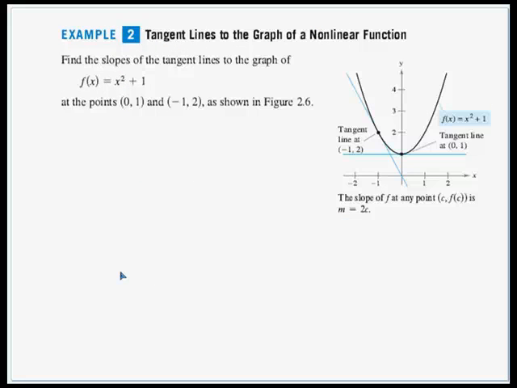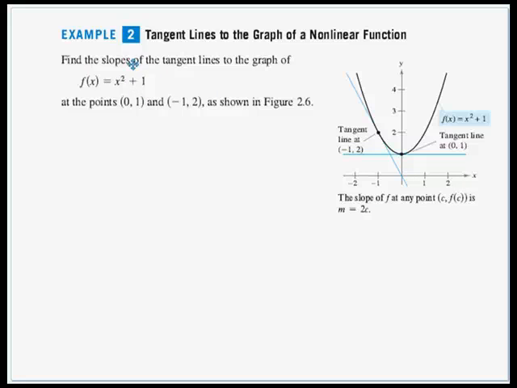Well, let's look at one a little different now. Tangent lines to the graph of a nonlinear function. So here now we have a nice parabola. Our function is x squared plus 1. The squared tells us it's going to be upward opening. The plus 1 is our y-intercept.